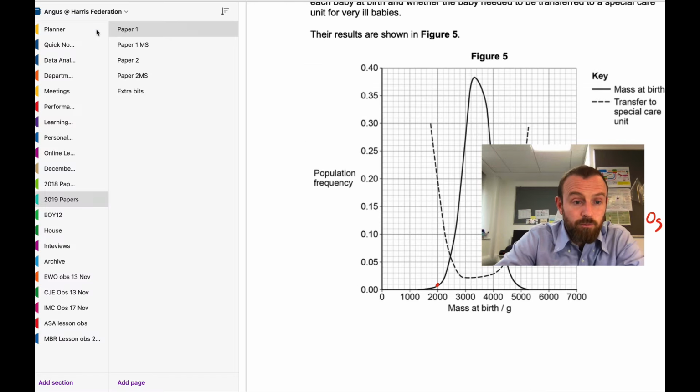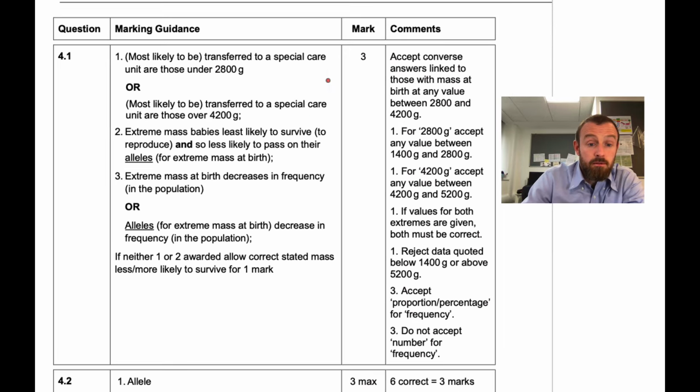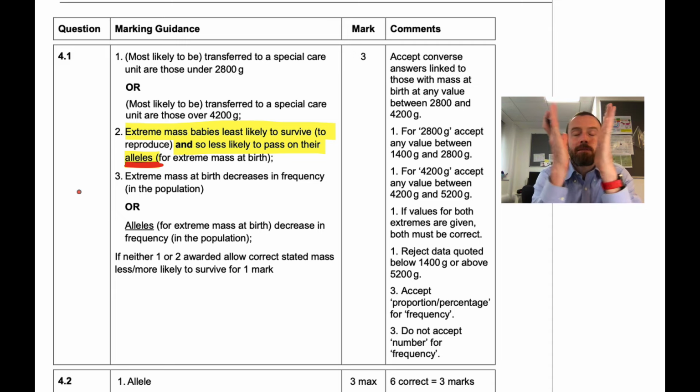Let's check the mark scheme to see if there's any more specific things you need to say. So this is what we said. Extreme mass babies are least likely to survive, and so less likely to pass on their... I said genes, didn't I? Alleles. Got to say alleles. Less likely to pass on their alleles rather than genes. When talking about natural selection, you've got to say alleles, and I need to remember that as well.